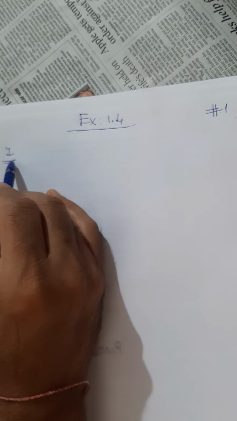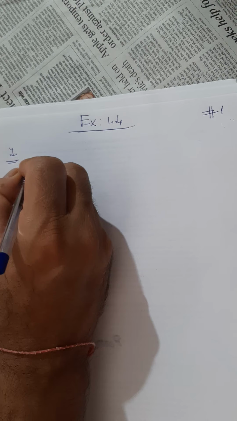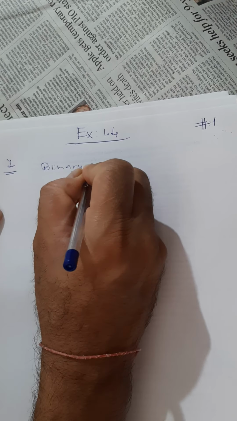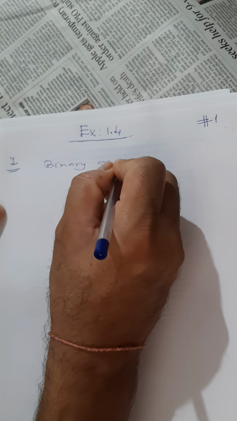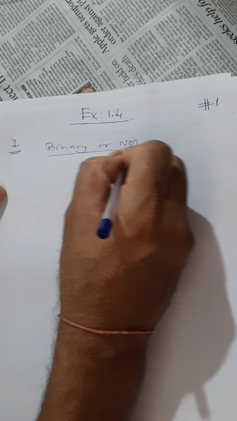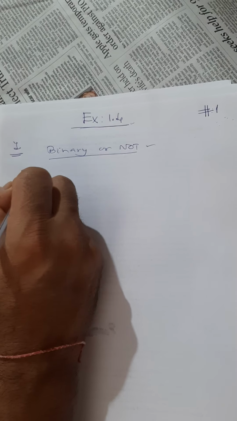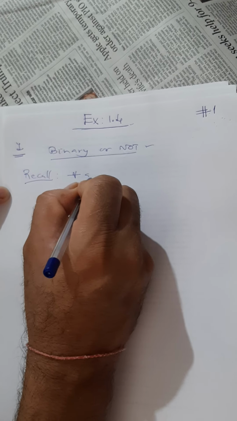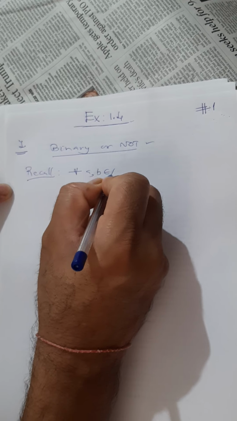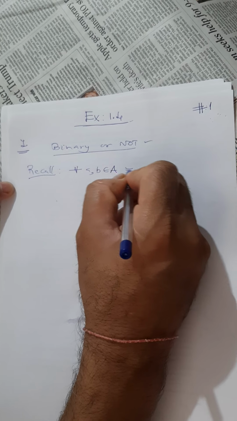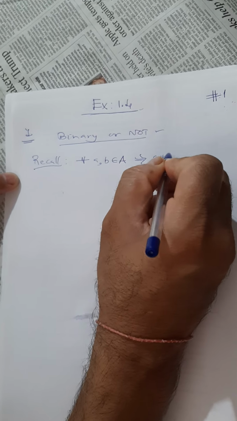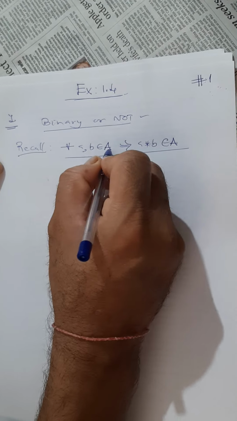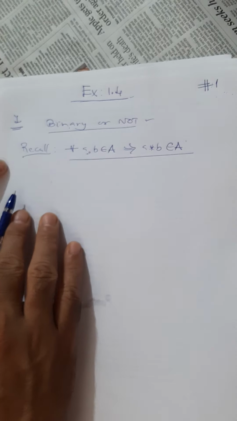Exercise 1.4. First question, you are given some operations. We want to check whether they are binary or not. Recall that an operation is said to be binary when you take two members from the set on which the operation is defined and find A star B, and it should again be in the same set. If this is true for every member, then it is called binary.